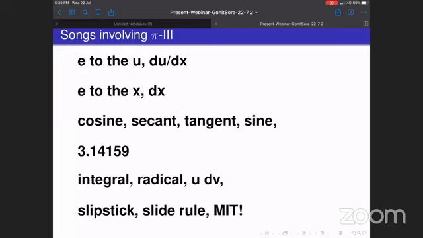E to the u, du, dx, e to the x, dx, cosine, secant, tangent, sine, 3.14159, integral, radical, u dv, slipstick, slide rule, MIT.